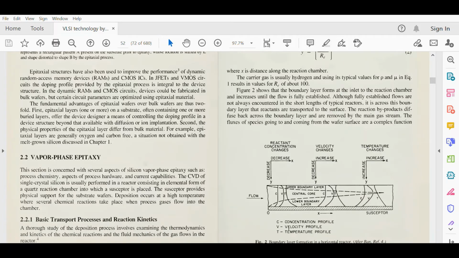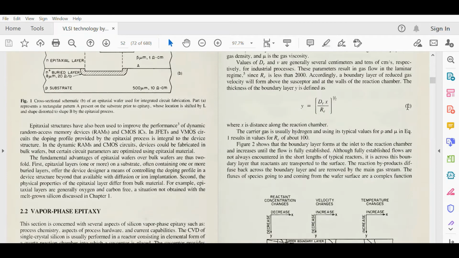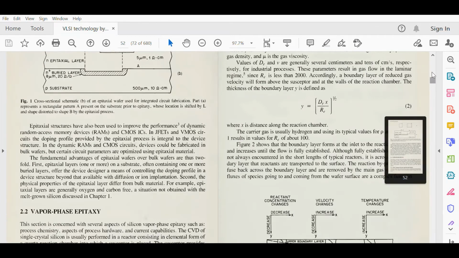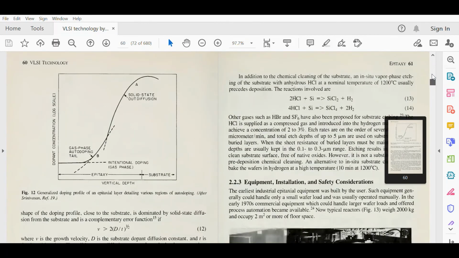This is the boundary layer formulation of the horizontal reactor. We will discuss it, but let us first discuss some basics: basic transport processes and reaction kinetics. A thorough study of the deposition process involves examining the thermodynamics and kinetics of the chemical reactions and the fluid mechanics of the gas flows in the reactor. So it is important to learn the basics of wafer deposition before going ahead. Let me give you the basic idea about that.